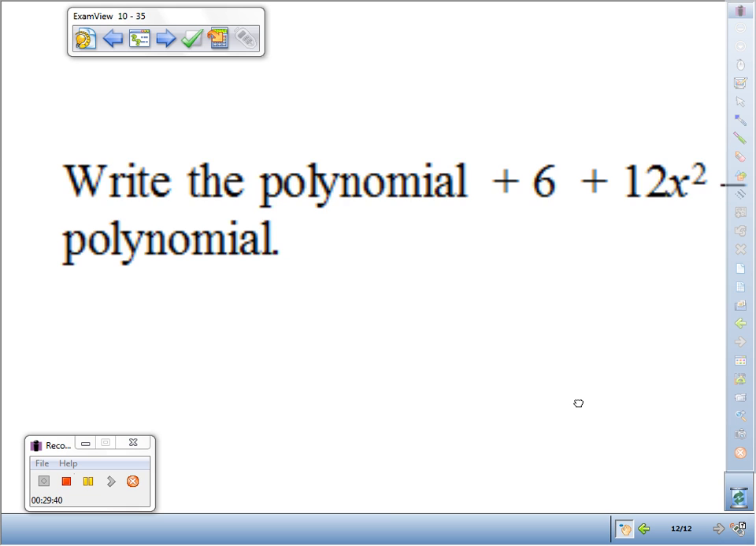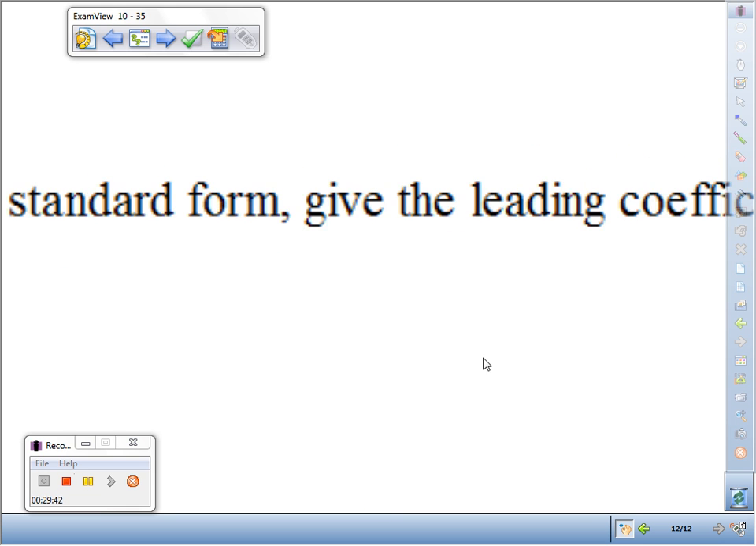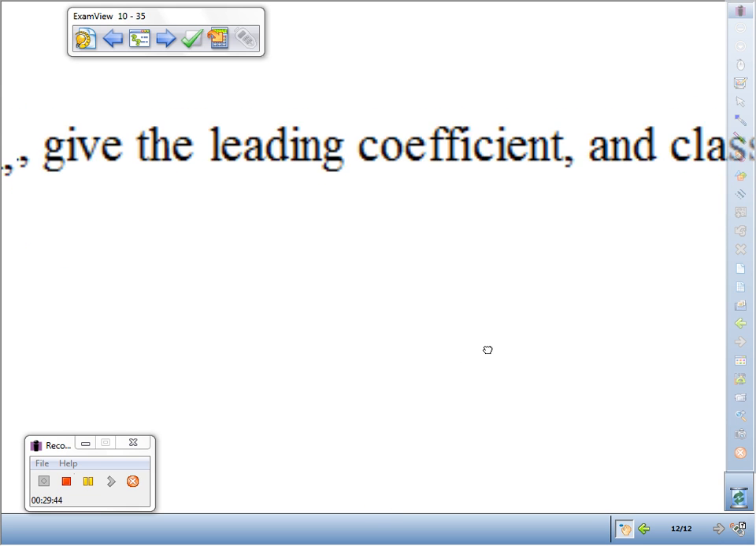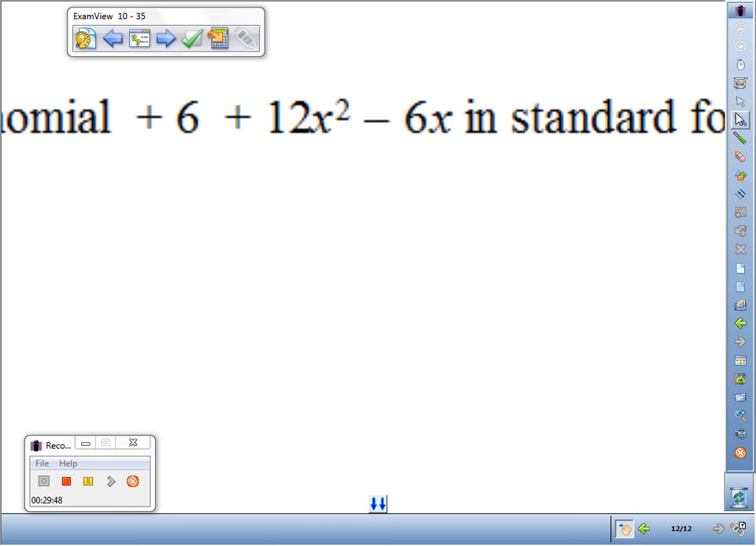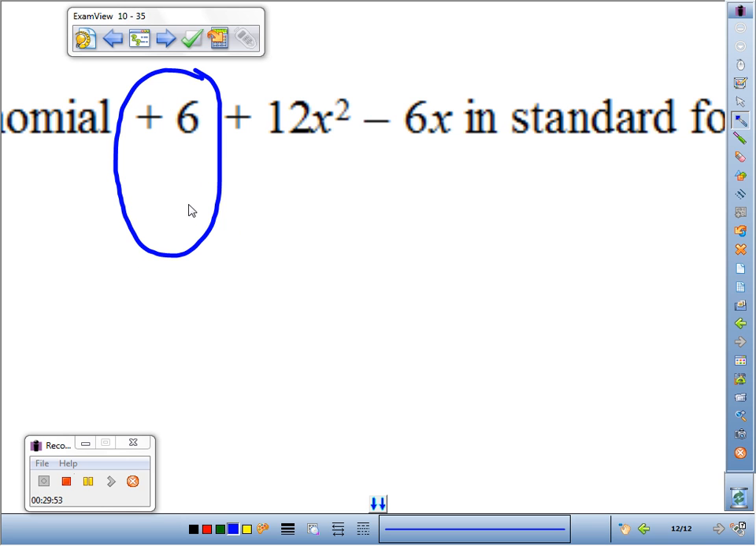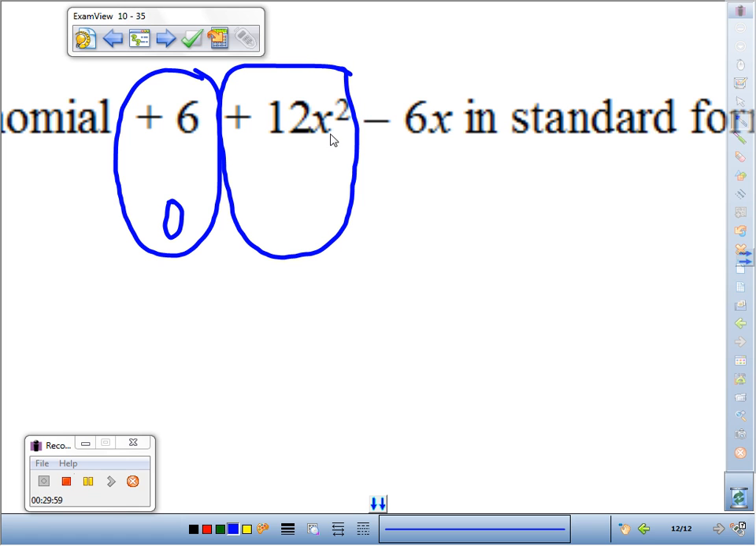Write the polynomial in standard form, give the leading coefficient, and classify the polynomial. Here we go. For this one, you're going to circle each term. Circle the first term. Does it have an exponent on the variable? No. This is 0 degree. Next term. What is the degree on this term because of the exponent of the variable? 2. And this one is 1 because the exponent on the variable is 1.